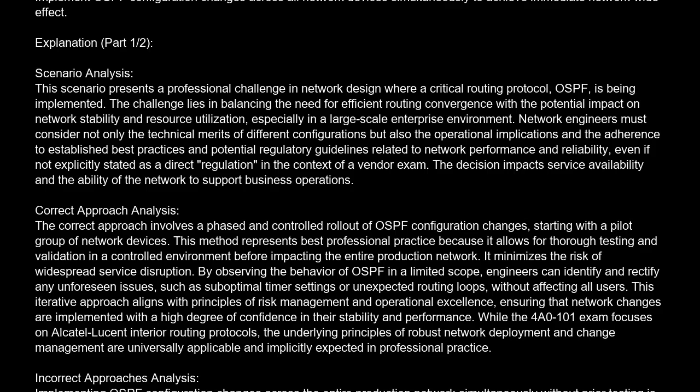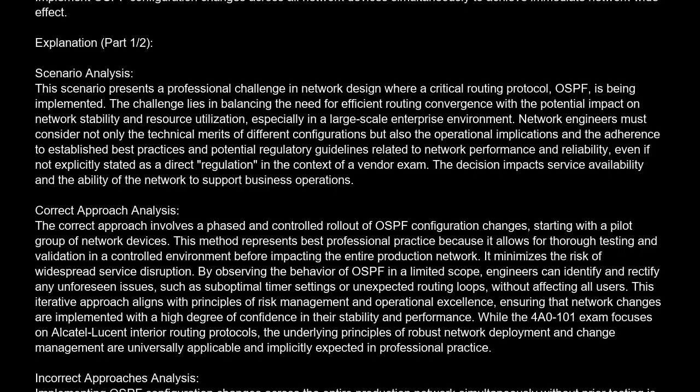Correct answer is A. Implement OSPF configuration changes across all network devices simultaneously to achieve immediate network-wide effect. Explanation. Scenario analysis. This scenario presents a professional challenge in network design where a critical routing protocol, OSPF, is being implemented. The challenge lies in balancing the need for efficient routing convergence with the potential impact on network stability and resource utilization, especially in a large-scale enterprise environment.